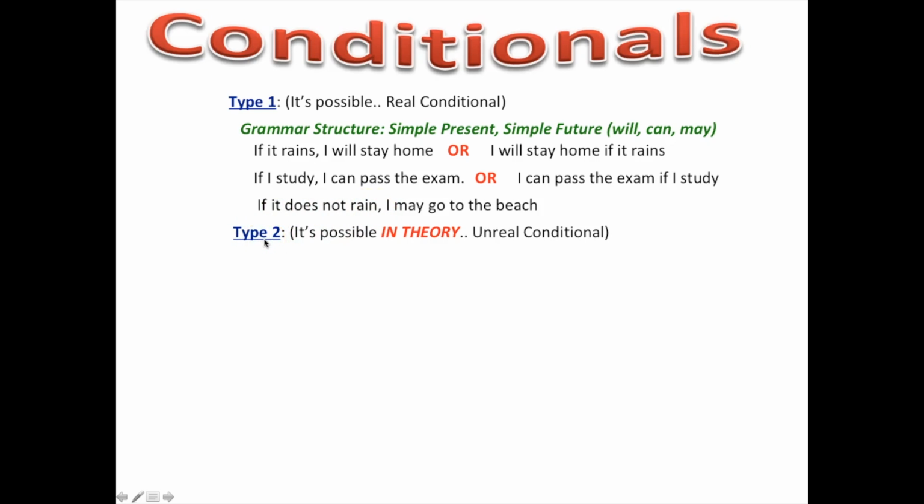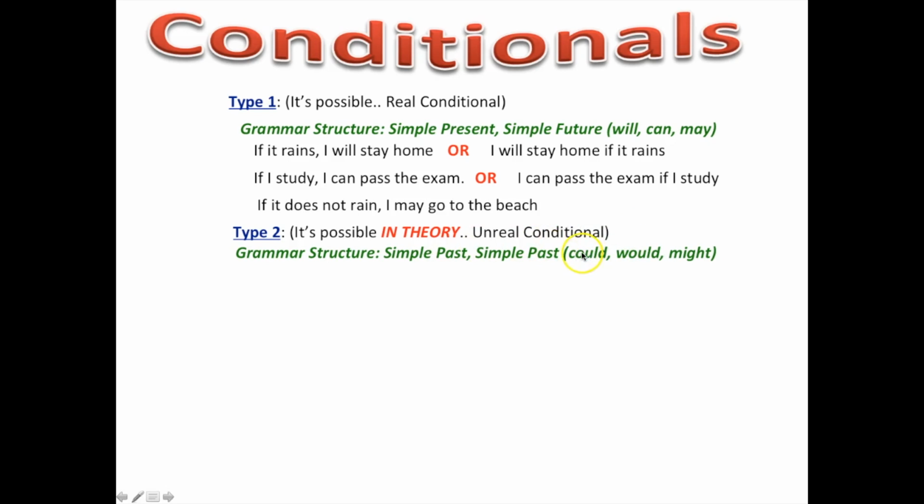Now, type 2 is the one that we know as the unreal conditional. It's not real. It is possible only in theory. The structure here is simple past and simple past. This is even easier than the first one because that one has two different tenses, and here we have the same tense, but be careful because the past in English is difficult. Sometimes it's a regular verb, sometimes it's an irregular verb.